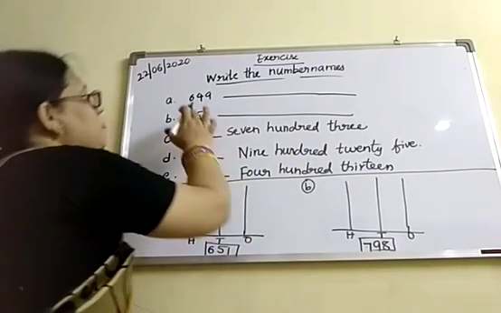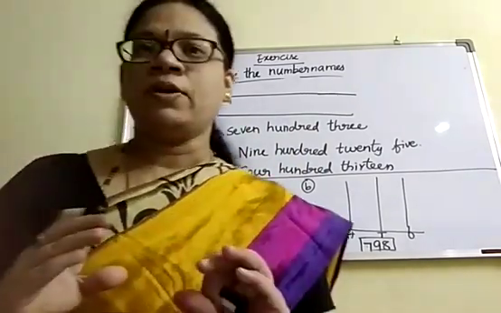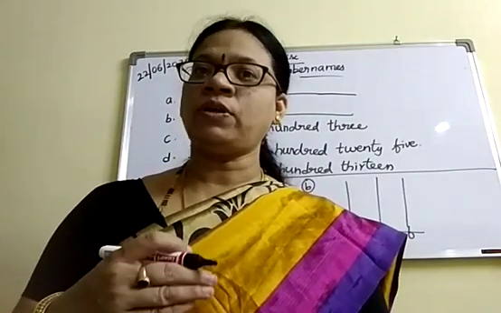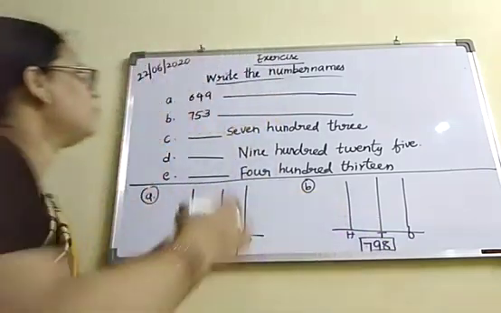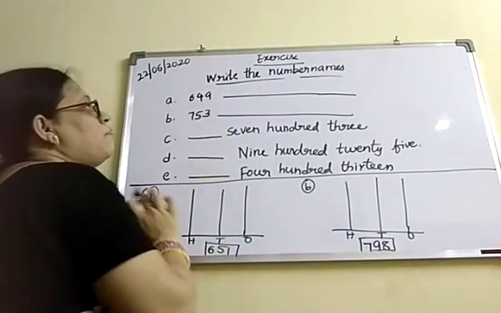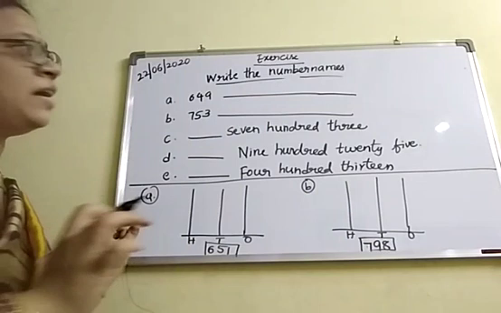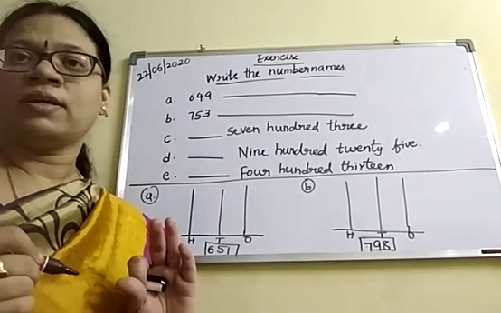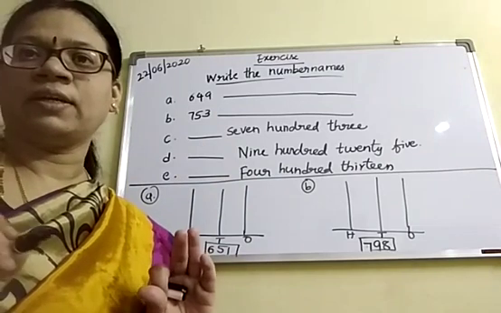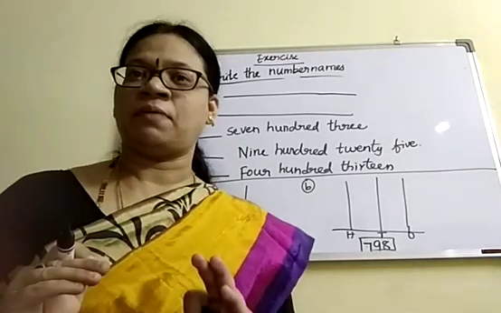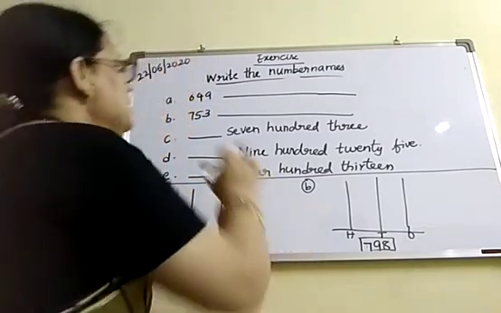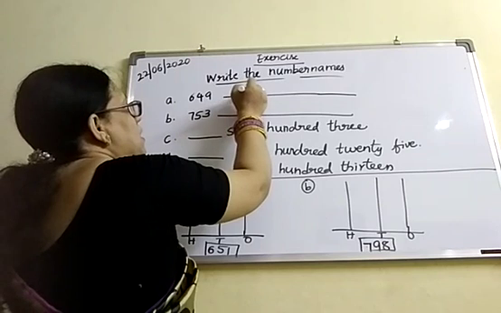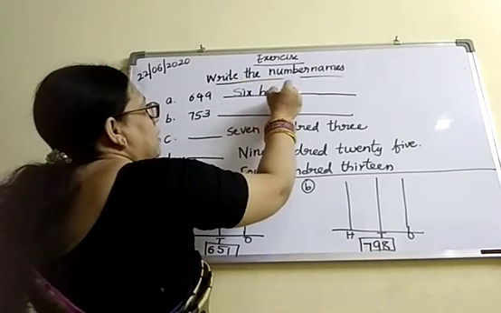Now, what is the first number? Before writing any number name, you have to read that number. How you spell that number, like that only you have to write it. Now, read this: 649. Don't read it as six-four-nine. According to its place value, you write that number. Then only you can write easily. 6 is in the hundreds place. First you write 600, the hundreds place, no?